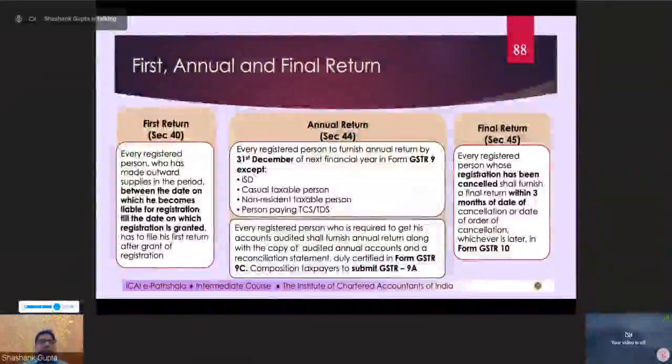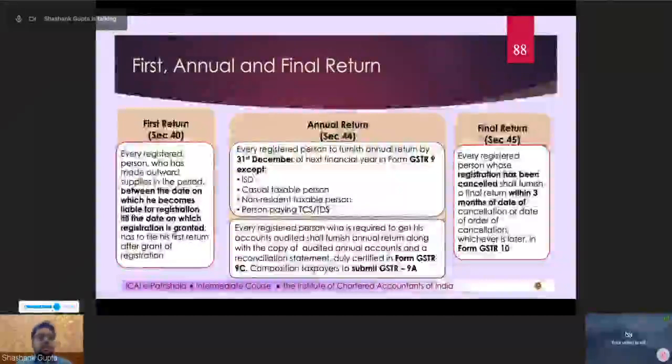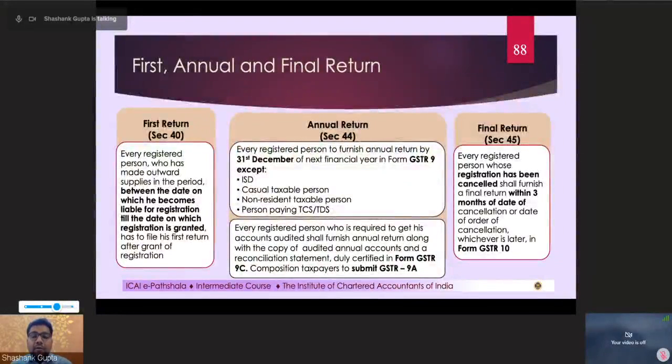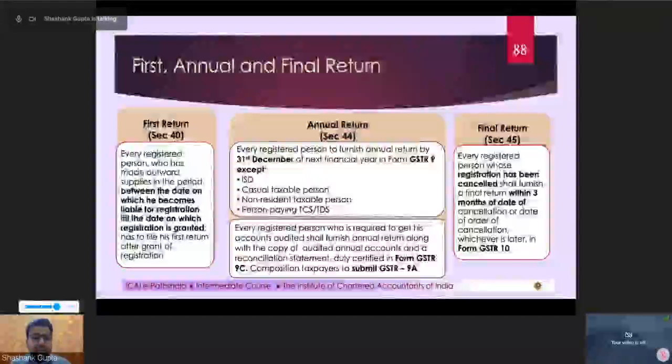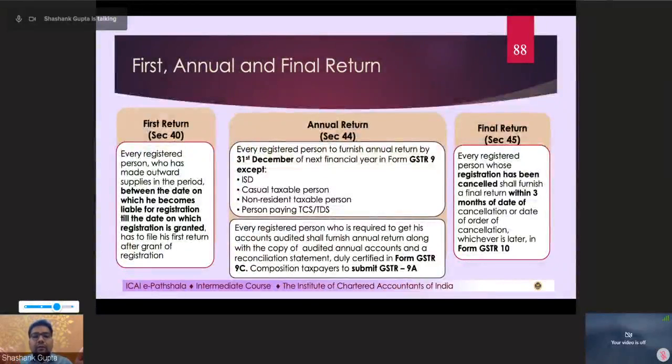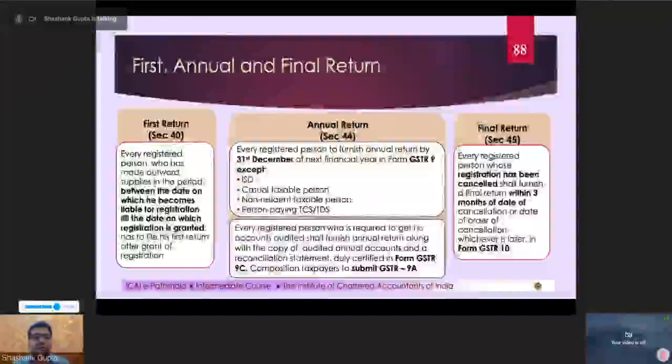Now, first return, annual return and final return. The first return is filed by every registered taxpayer who has made outward supplies in the period from the date on which he becomes liable. In my example, he became liable on 1st of December, but he was given registration on 1st of January. So from 1st of December to 1st of January, he needs to file his first return.